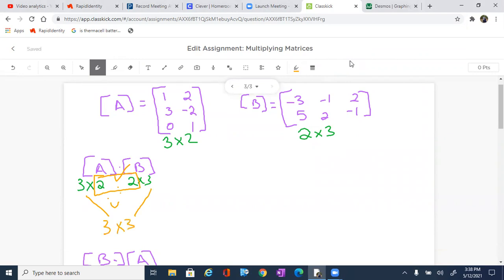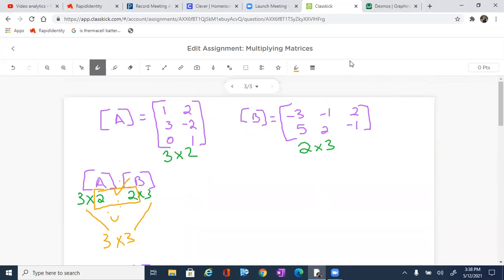Okay, so with that being said, once I know I can multiply and I know what size matrix I should get, I'm going to go ahead and write down the matrices right next to each other. So A, I'm going to write first as 1, 2, 3, negative 2, 0, 1. And then I'm going to write down the next matrix, which is matrix B: negative 3, 5, negative 1, 2, 2, and negative 1.